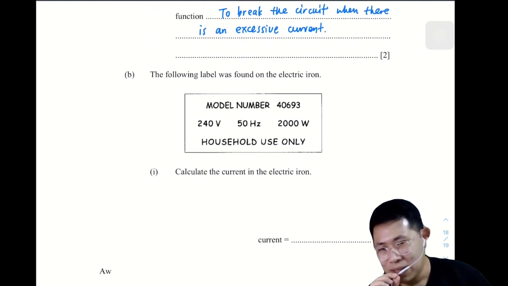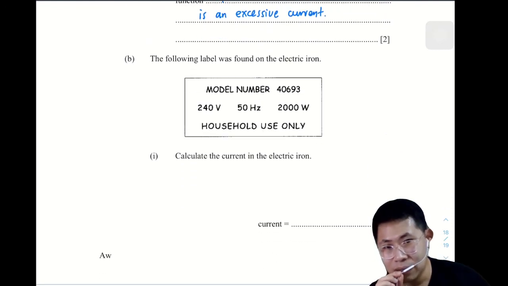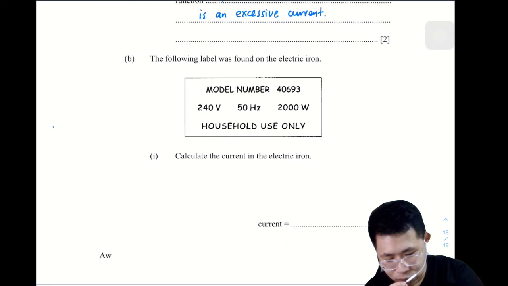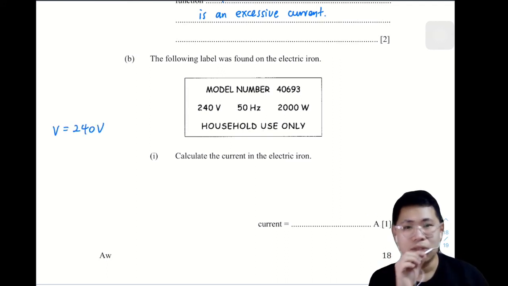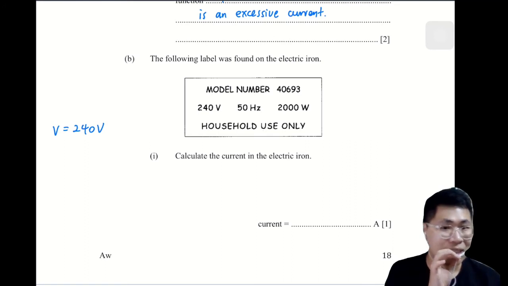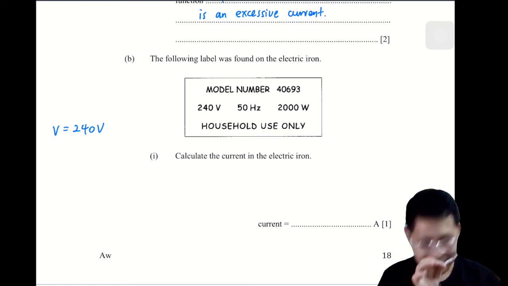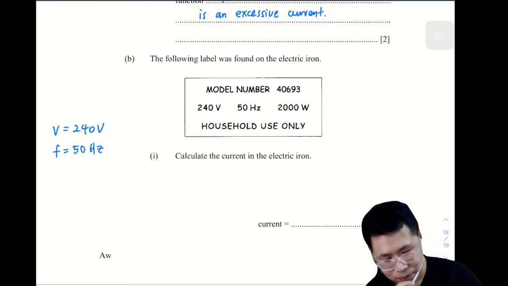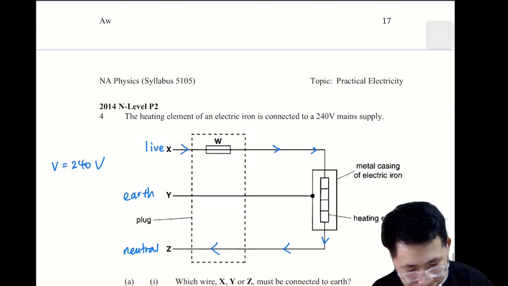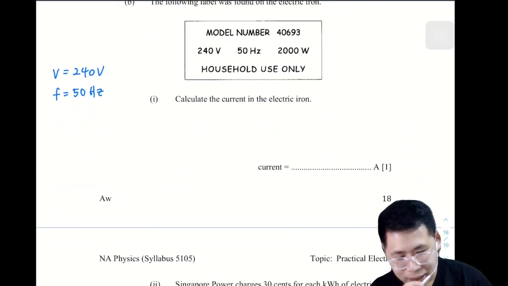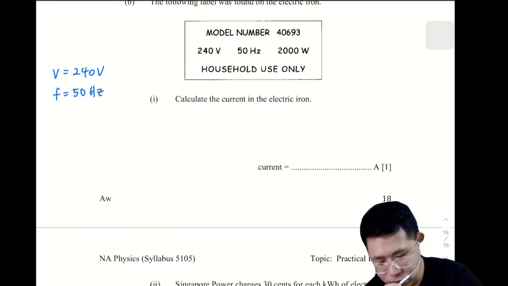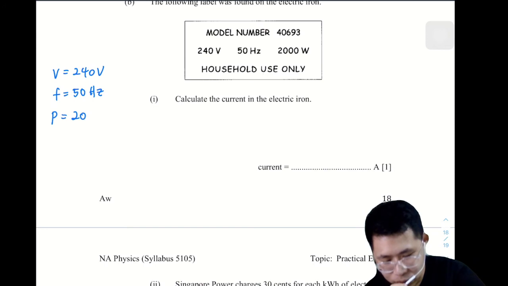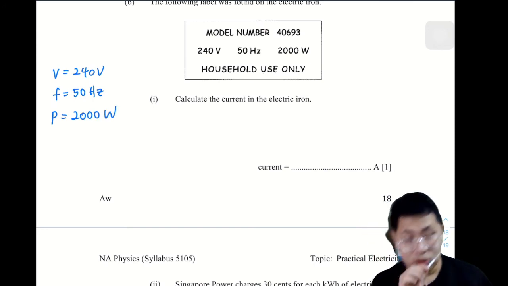This model is found on the electric iron. We have 240 volts, so the voltage is 240 volts. The 50 hertz, what does 50 hertz mean? This is actually the frequency, 50 hertz. This is the heating element. Then last but not least, 200 watts. So power equals 200 watts.